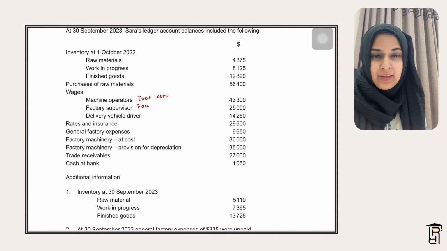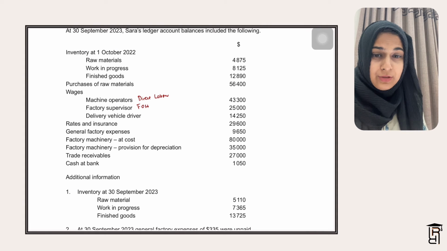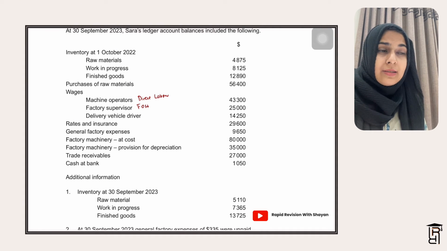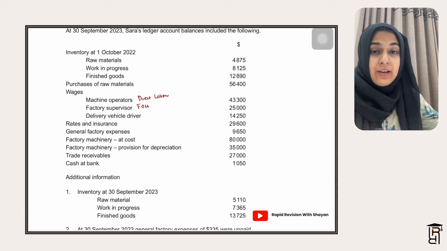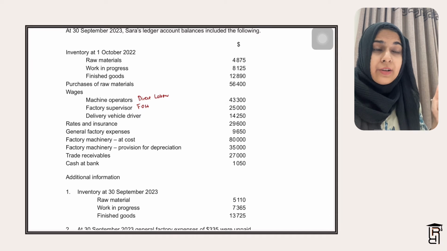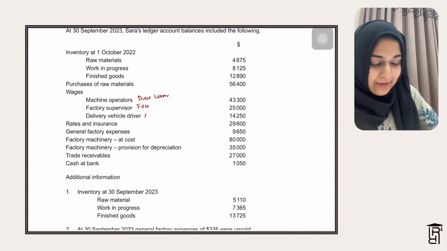And delivery vehicle driver. So this is very interesting. They have given you a delivery vehicle driver. They are trying to confuse the students. Delivery vehicle driver is a selling expense. It's like when you are selling goods and delivering those goods to customers. That is the amount you'll pay to the driver. So it's an expense, but it's a selling expense, and manufacturing account never ever incorporates the selling expenses. We always have selling expenses in the income statement. So this will not come in the manufacturing account.